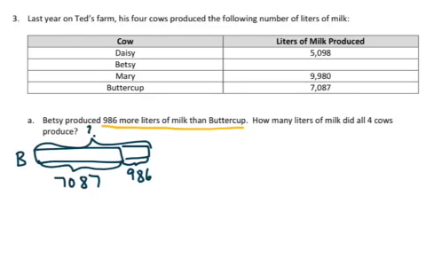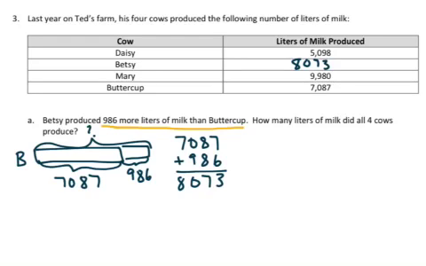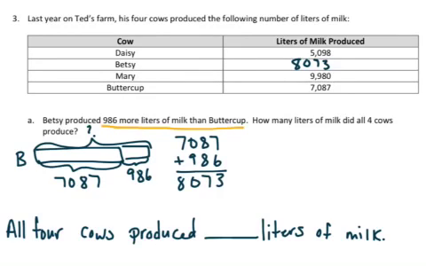So we're going to do the same thing we did before. I'm going to use the standard addition algorithm to solve that. And I have 8,073 liters of milk produced. That's not what the question's asking me for, though. So how many liters of milk did all 4 cows produce? So let me write my target sentence. And that reads, all 4 cows produced blank liters of milk.